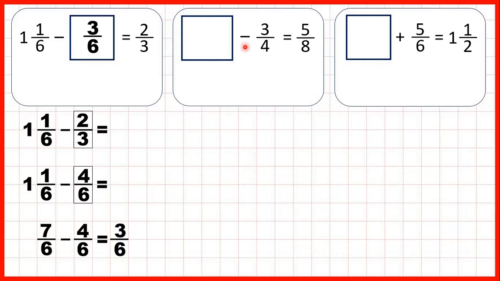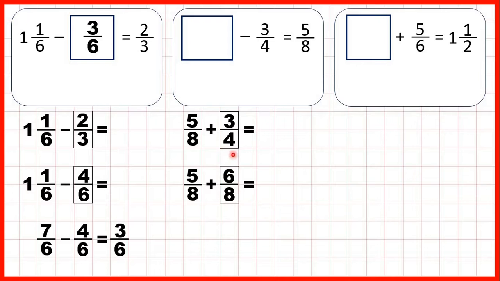Now, something minus 3/4 is 5/8. So here it's the minuend, or the first number, of the subtraction that's missing. Remember, subtraction problems can be read backwards as addition problems, so to find our missing number, we can add 5/8 and 3/4. To add fractions, the denominators need to be the same, so we need to find a fraction equivalent to 3/4 with a denominator of 8. So that's the same as 6/8, because 4 times 2 is 8 and 3 times 2 is 6.